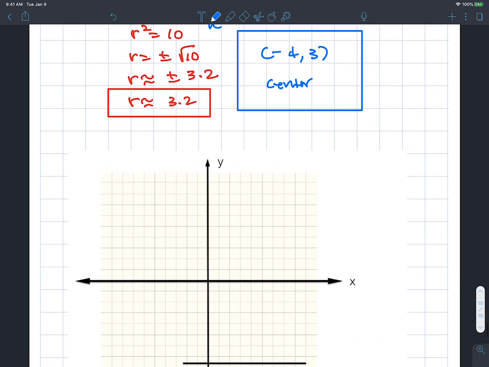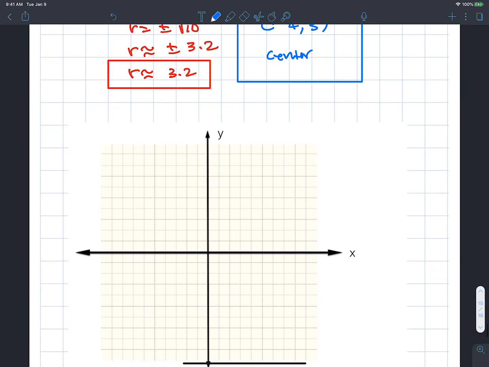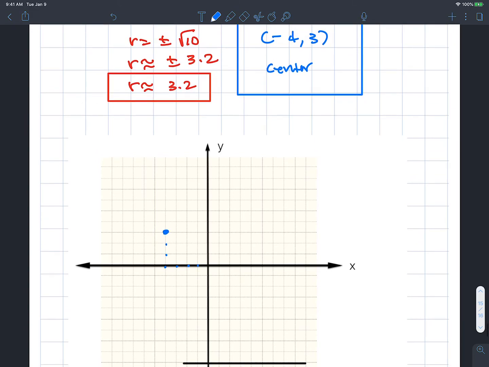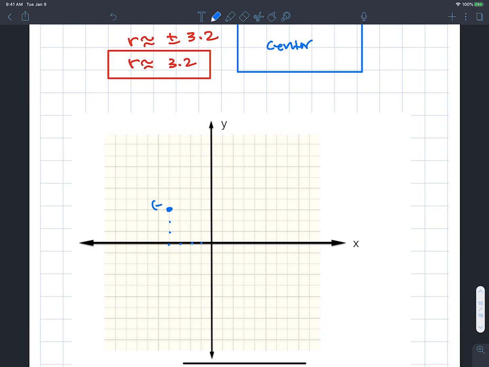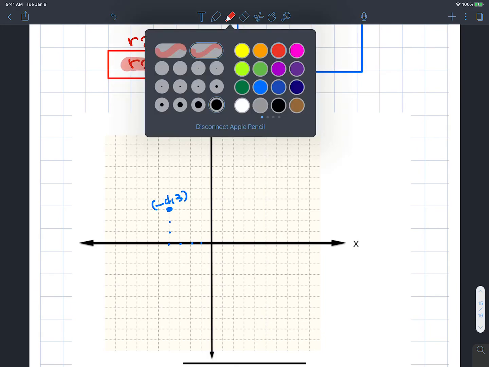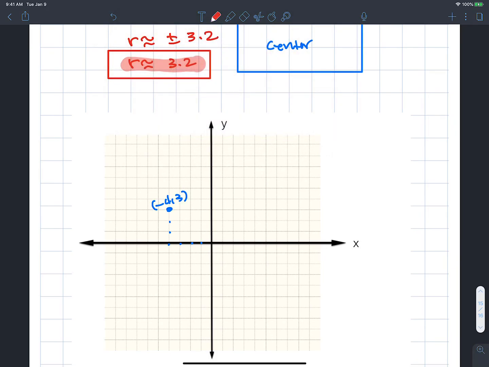So let's plot -4, 3. Let's plot the center. So I go to the left. 1, 2, 3, 4. I go up 1, 2, and 3. There's my center. -4, 3. I have to use the radius value. I have to go to the right, left, up, and down 3.2 units. So 3.2 units to the right and to the left. Let's say 1, 2, 3, and 3.2 is just a little bit more. Go to the left. 1, 2, 3, and then just a little bit more.